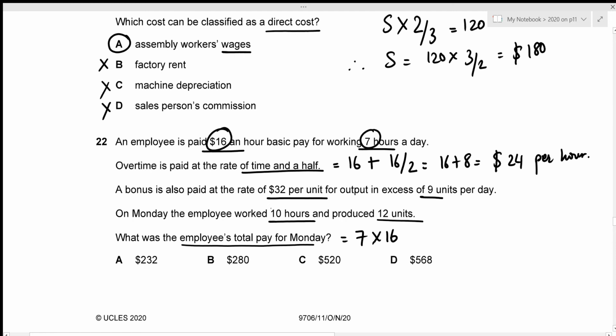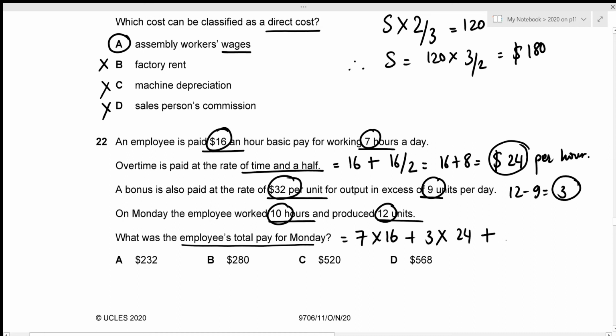And we can see that the employee worked 10 hours. So for 7 hours, we have already included the basic pay. Now for the remaining 3 hours, we need to include the overtime. And we figured out our overtime rate to be 24 per hour. So that's 3 times 24. Then we are told that the employee produced 12 units. But we are to provide a bonus in excess of 9 units. So that's going to be 12 minus 9, which is 3. So for 3 units, the employee is going to receive the bonus of 32 per unit.